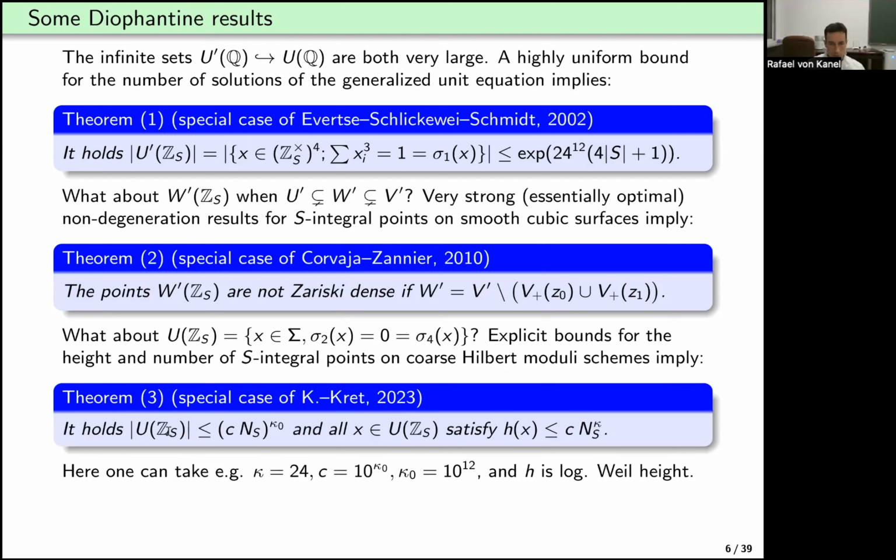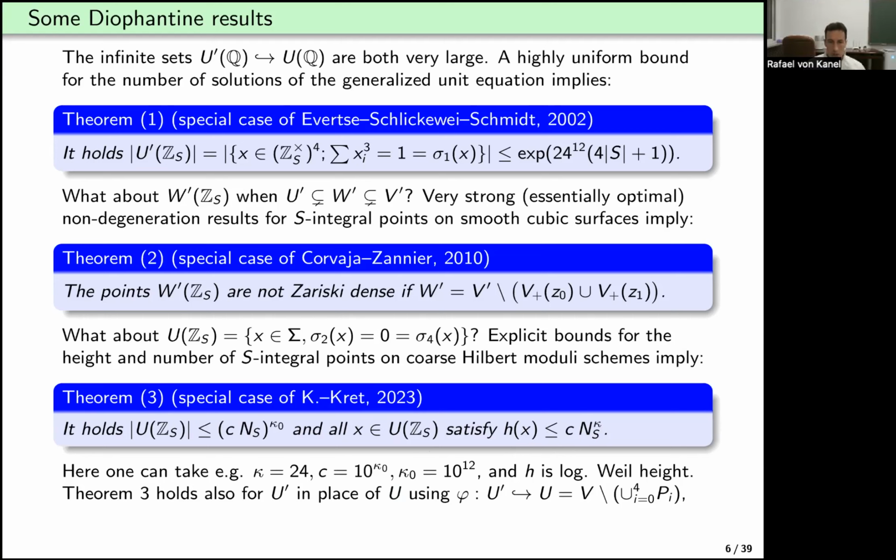So we showed that the number of solutions of this Diophantine equation is bounded only in terms of this N_S. And we also showed that any solution of this Diophantine equation here has height bounded explicitly only in terms of N_S. So here one can use, for example, the following explicit constants. And also here, small h is the usual logarithmic Weil height on P4. So this variety U can be viewed inside P4.